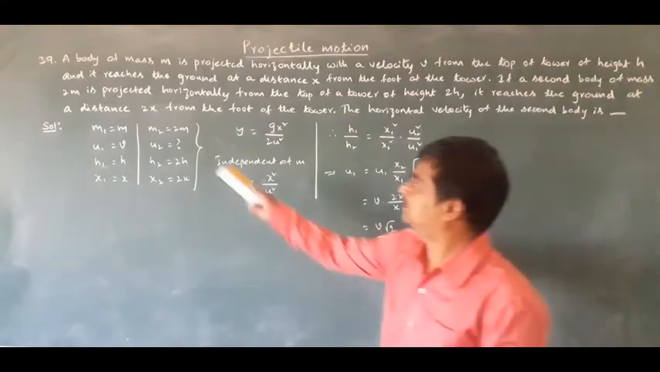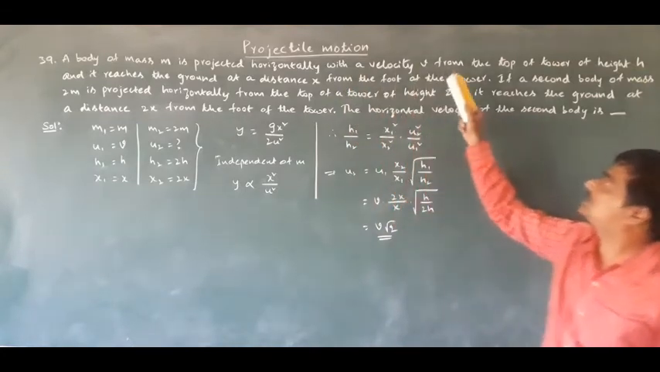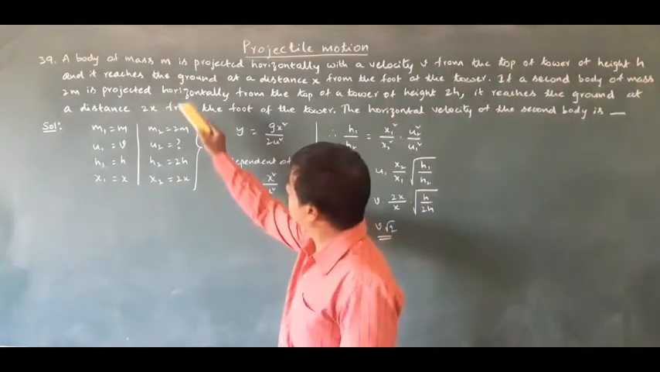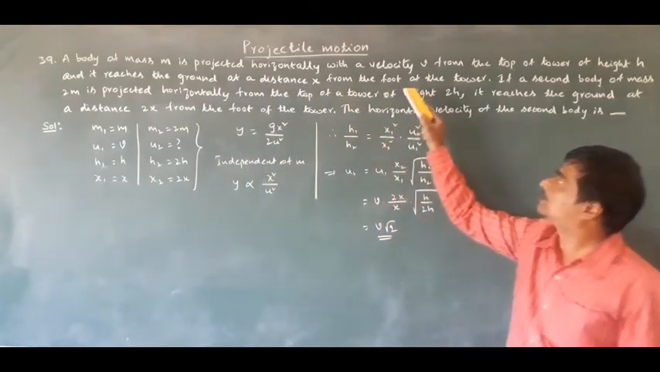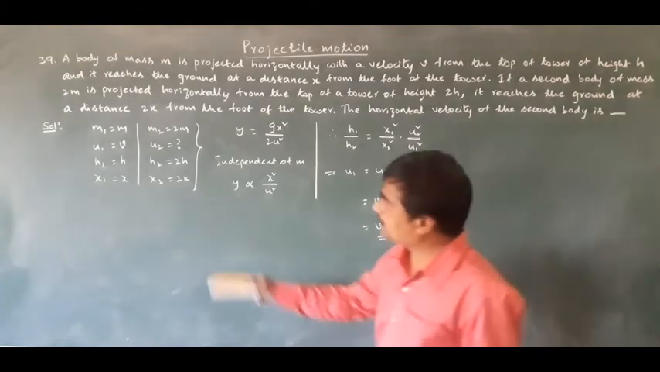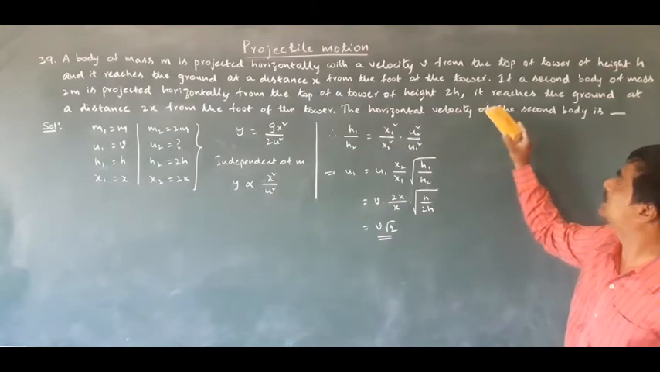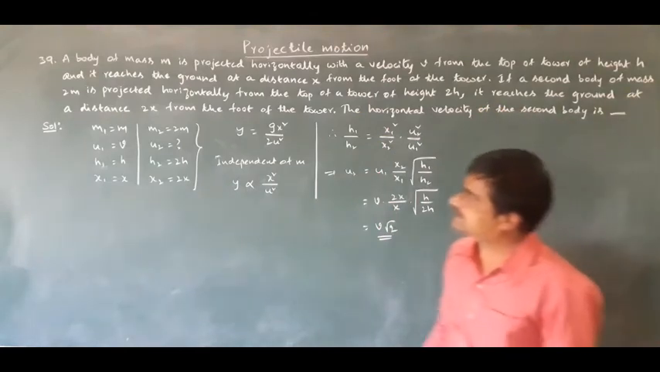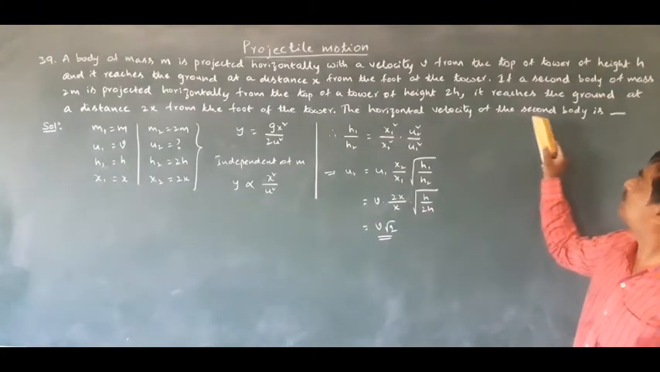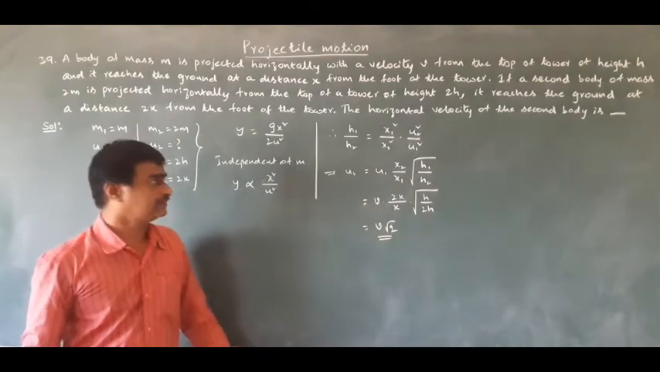See the next problem. A body of mass m is projected horizontally with a velocity v from the top of a tower of height h and it reaches the ground at a distance x from the foot of the tower. If a second body of mass 2m is projected horizontally from the top of a tower of height 2h, it reaches the ground at a distance 2x from the foot of the tower. The horizontal velocity of the second body is. Okay, we have to calculate the horizontal velocity of the second body.